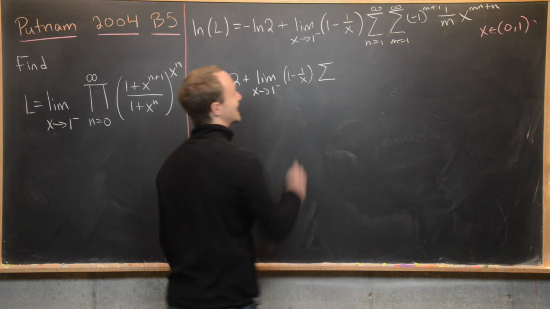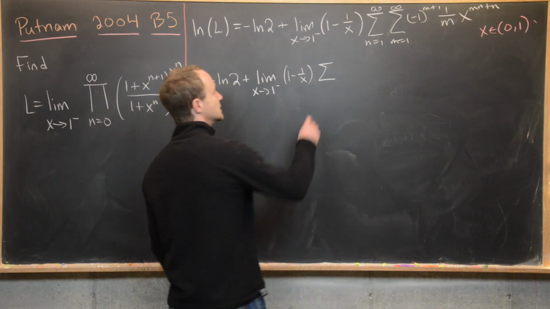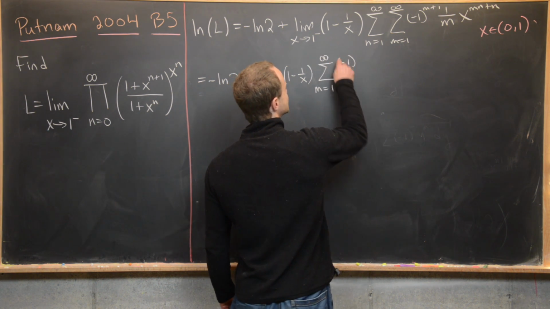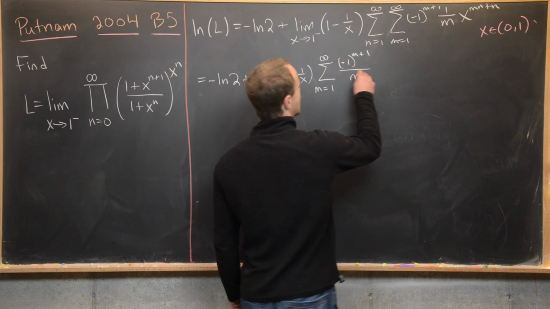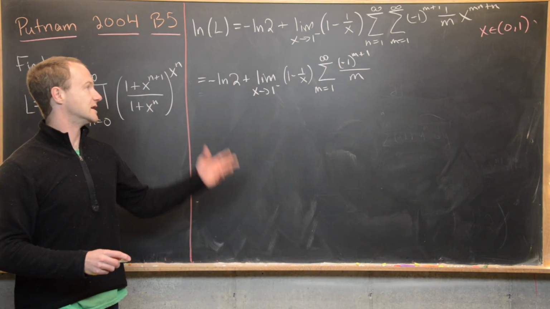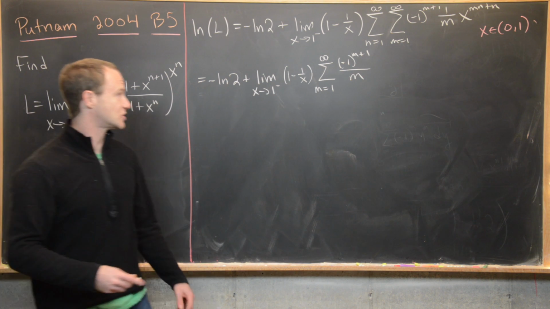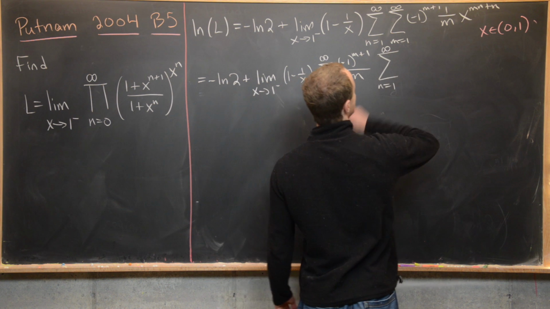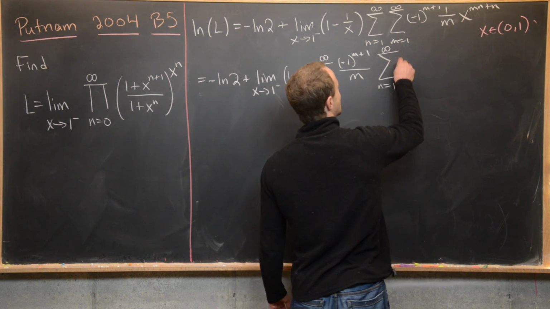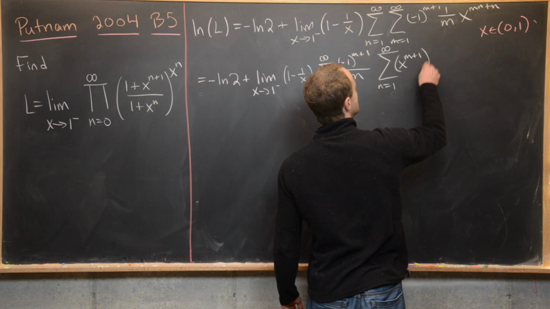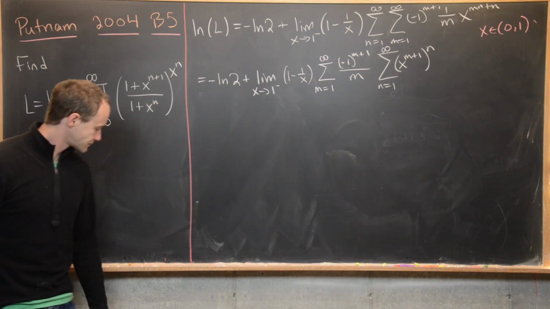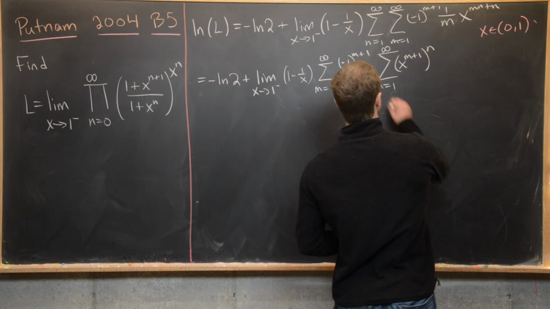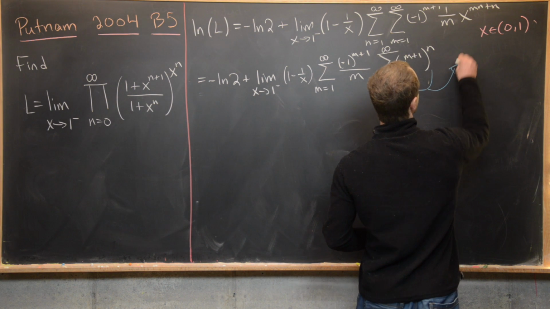We still have this 1 minus 1 over x. Then, like I said, I'm going to exchange the order of summation. So I'll have the sum as m goes from 1 to infinity of minus 1 to the m plus 1 over m. I'll bring that m out because that doesn't depend on the n summation. Then we'll have this sum as n goes from 1 to infinity. Now I'll rewrite this as x to the m plus 1 all to the nth power.